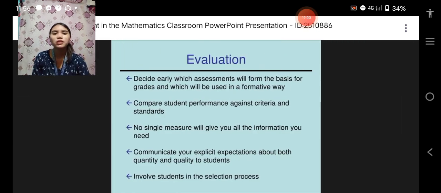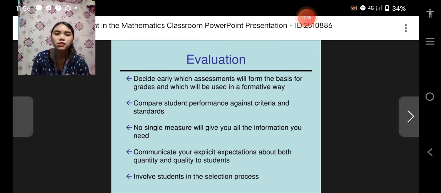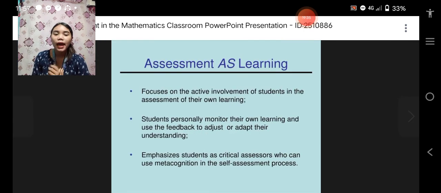Evaluation also means deciding early which assessments will form the basis for grades and which will be used in a formative way. The second is to compare student performance against criteria and standards. The third is that no single measure will give you all the information you need. The fourth is communicating your explicit expectations about both quantity and quality to students and involving students in the selection process.